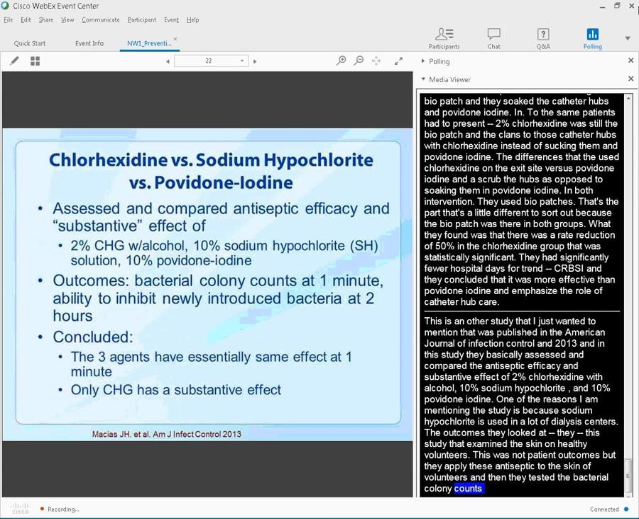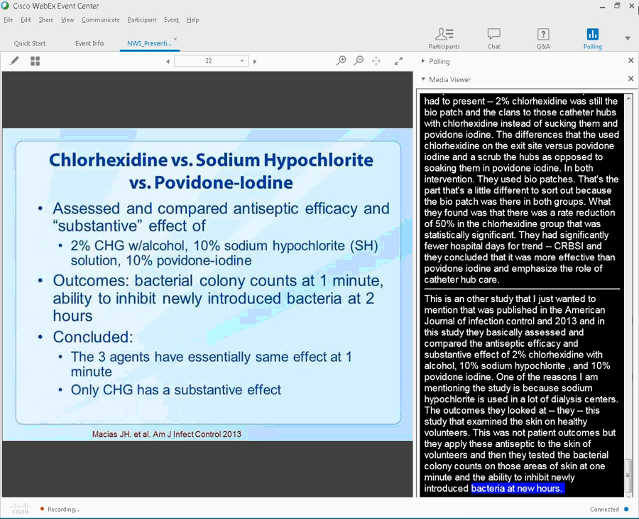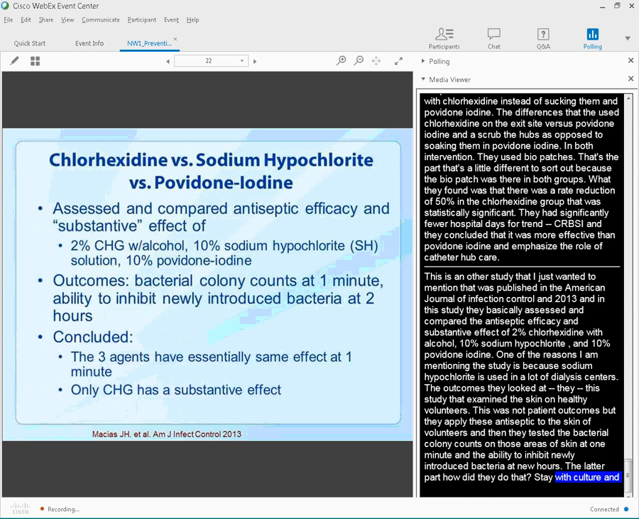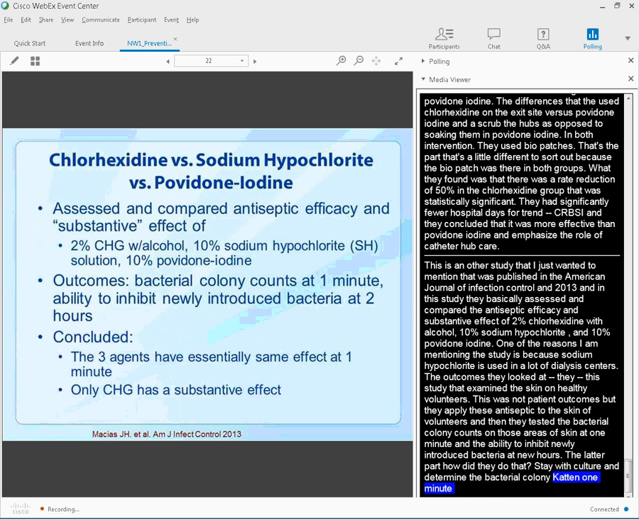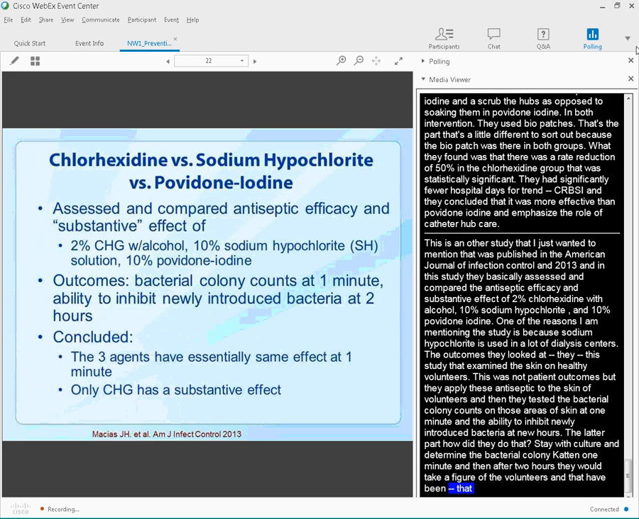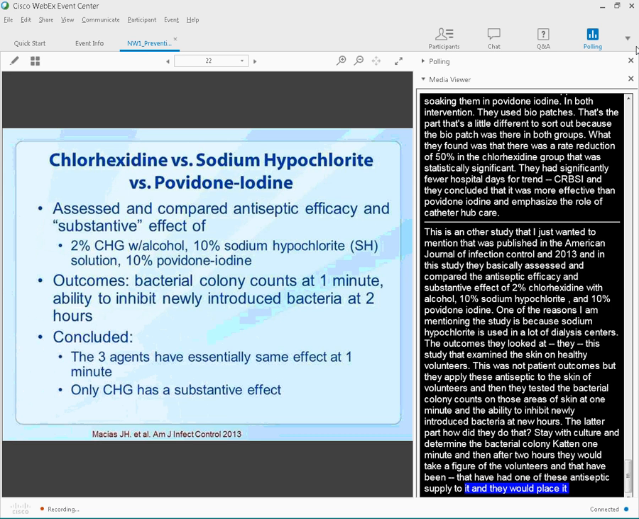So the latter part, how did they do that? They would culture the bacterial culture to determine the bacterial colony counts at 1 minute, and then after 2 hours, they would take a finger, let's say, of a volunteer's hand that had one of these anesthetics applied to it, and they would plate that finger onto a bacterial-infused agar plate and determine what happened on that actual agar plate at 2 hours.